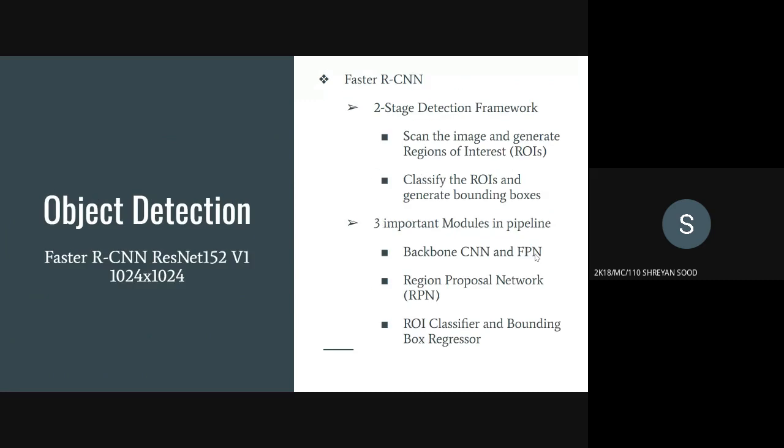So Faster R-CNN object detection is a two-stage detection framework in which the first stage scans the image in a sliding window algorithm and generates regions of interest. So the second stage is to classify these regions of interest and generate the corresponding bounding boxes. So there are three important modules in this pipeline. Firstly is the backbone CNN and FPN. So the backbone CNN is the standard CNN ResNet 152 in this case that serves as a feature extractor.